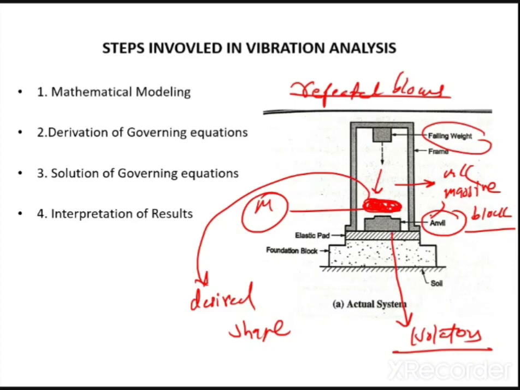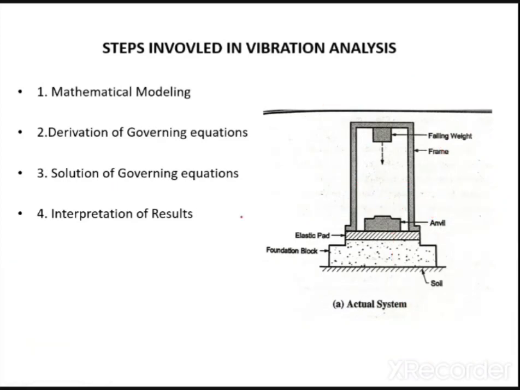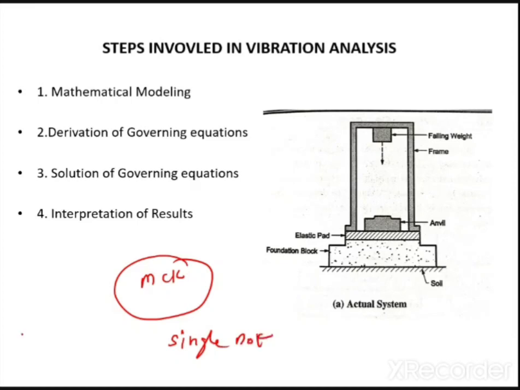So now, what is the aim? I have to do the mathematical model. So first of all, to do the mathematical model, let us take the basic parameters M, C, K and a single degree of freedom system. Okay, is it clear?